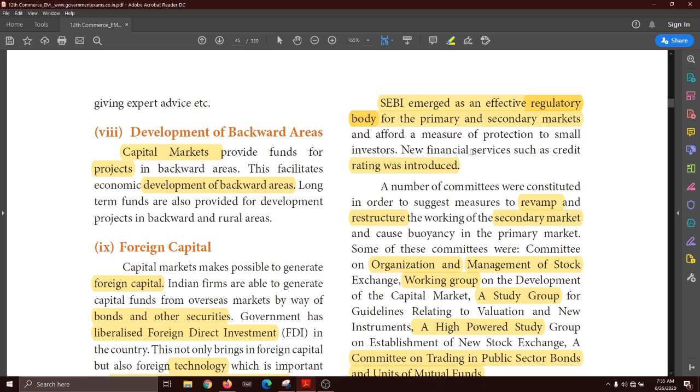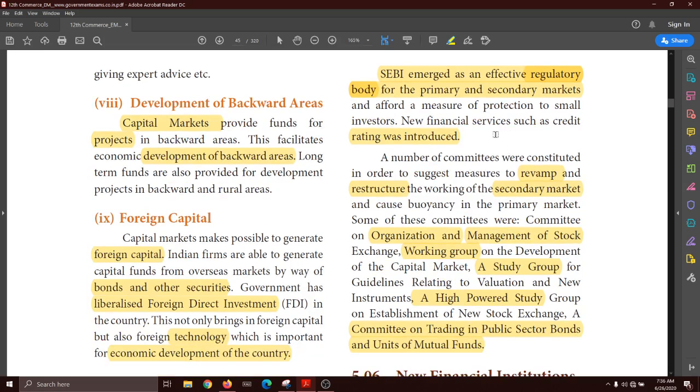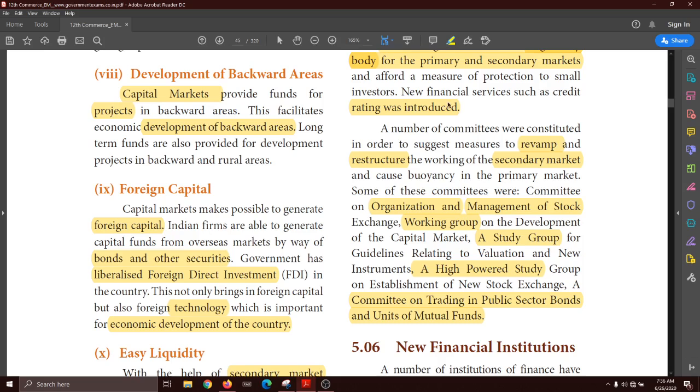Okay, after that, credit rating was introduced for financial services. A number of credit lists were given, and if the public were satisfied with the credit rating offered, they could invest in those particular fields. But even after credit rating of the financial institutions was done, they were not at all satisfied. So they wanted to revamp and restructure the secondary market.